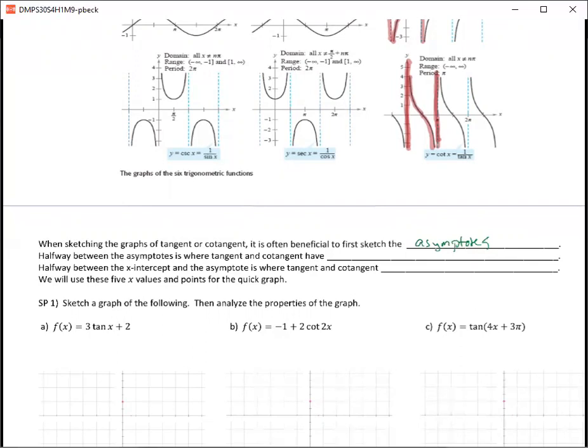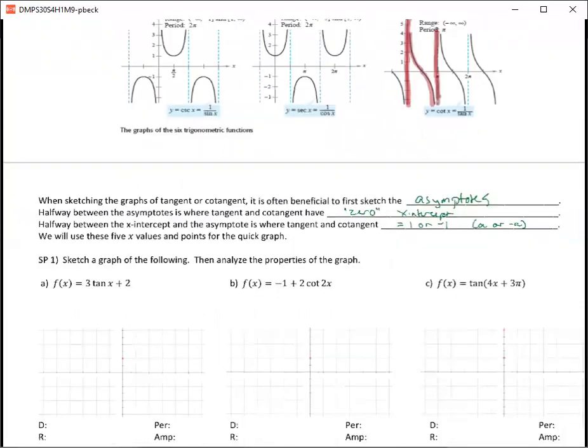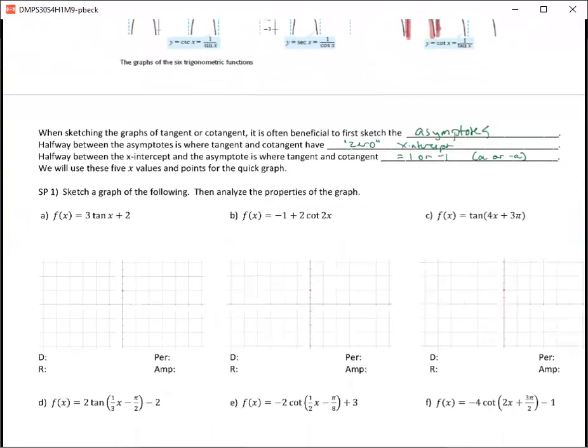Halfway between the asymptotes is where cotangent and tangent have, it's really called a point of inflection, but it's going to be where it hits the equilibrium point. Not really the equilibrium when it comes to tangent, but that's kind of the reference we had before. Halfway between the x-intercept and the asymptote is where cotangent and tangent equal 1 or negative 1. Or if you have an amplifier, it's a or negative a. And you'll see that in my graphing.